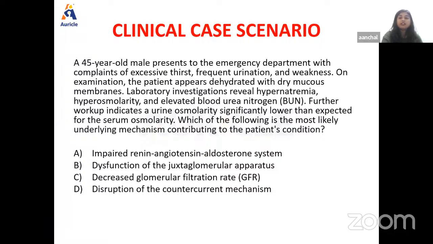Okay, then here we have the clinical case scenario that we're going to discuss at the end of the session.